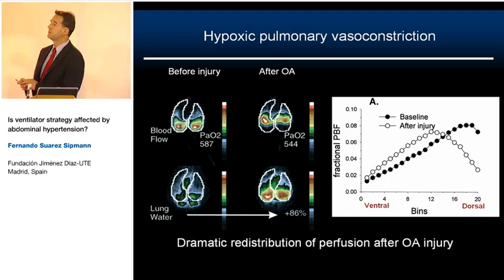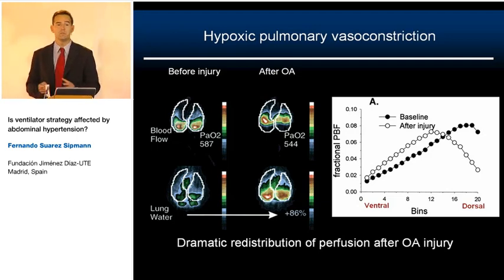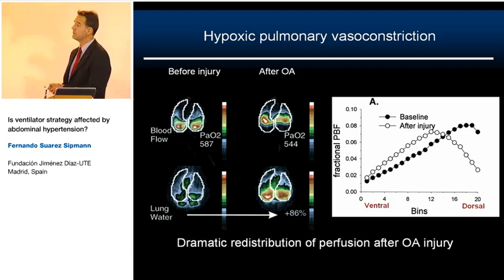Right after induction of the lesion, with infusion of oleic acid, we have this dramatic redistribution, and look at the dependent parts of the lung. They're completely absent of perfusion, at least with this method of detection. As you can see also here, the dramatic reduction in the fraction of pulmonary blood flow after injury in the most dependent dorsal parts of the lung.